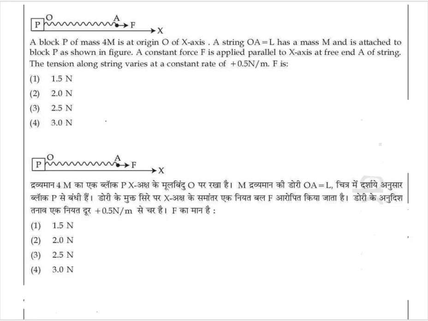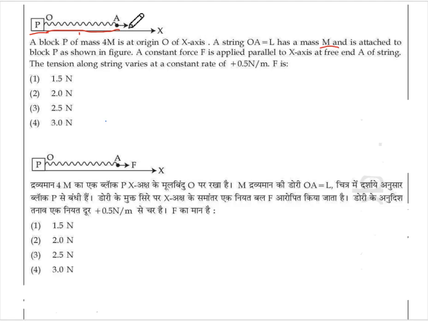Your first question is: a block P of mass 4m is given. This block of mass 4m is at the origin O of the x-axis. Starting from O, a spring of length L is given, having mass m. So this spring also has some mass m, attached to the block.